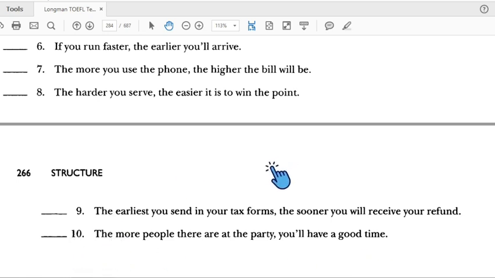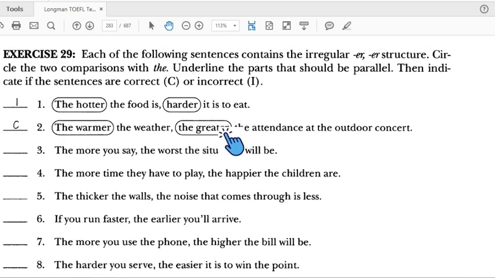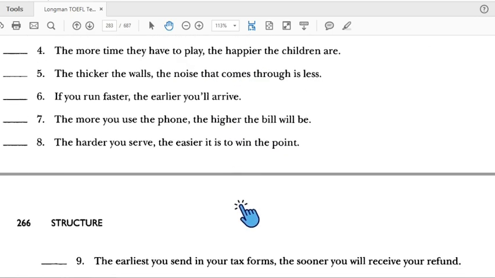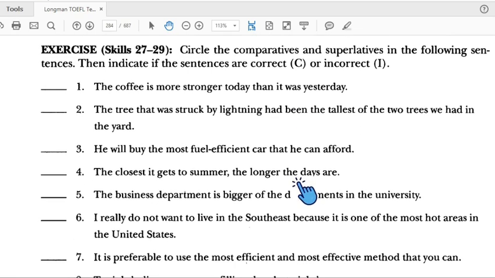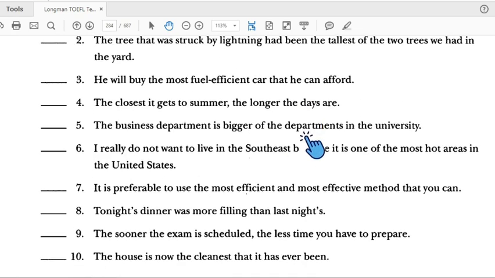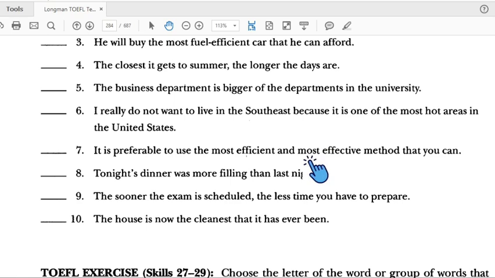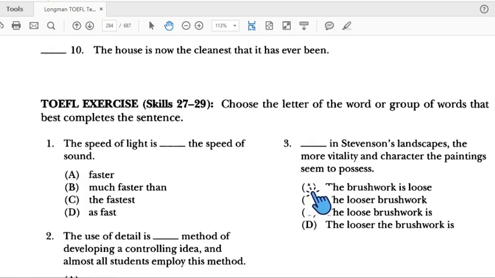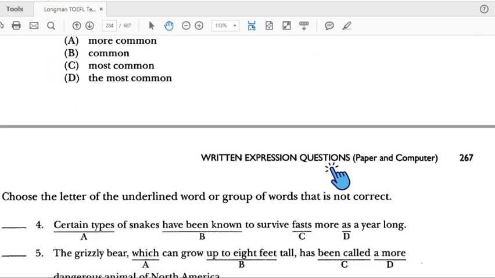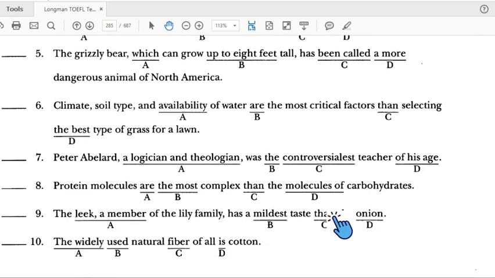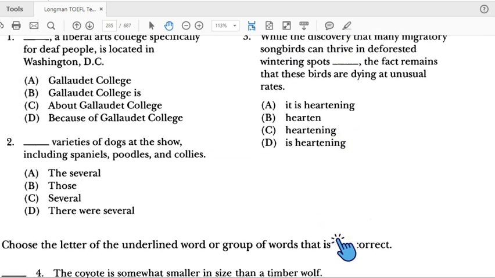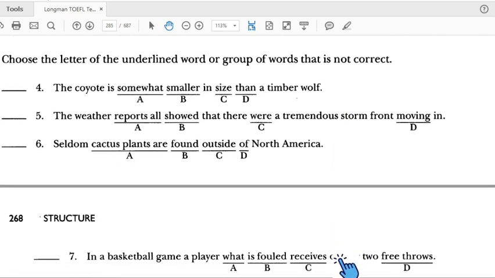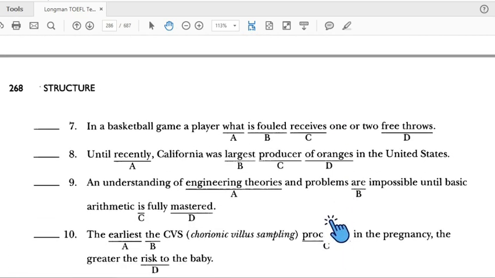I think it's enough for this exercise. Do the exercises for skills 27 until 29 at home if you have time. And there is the last one, skills 1 until 29. If you really understand, you will maybe make only a little mistake.